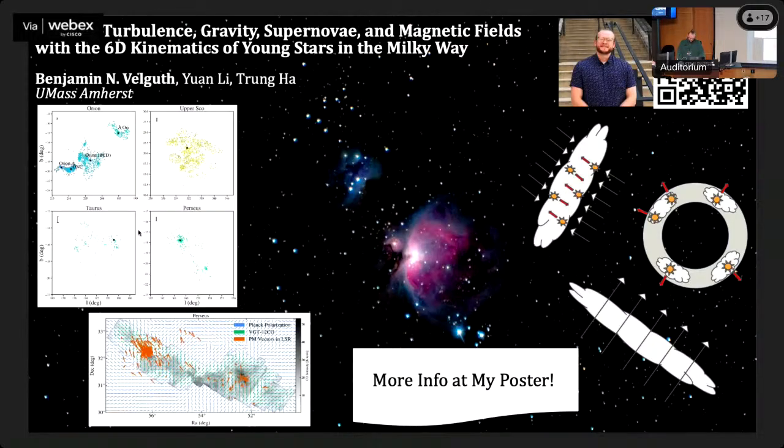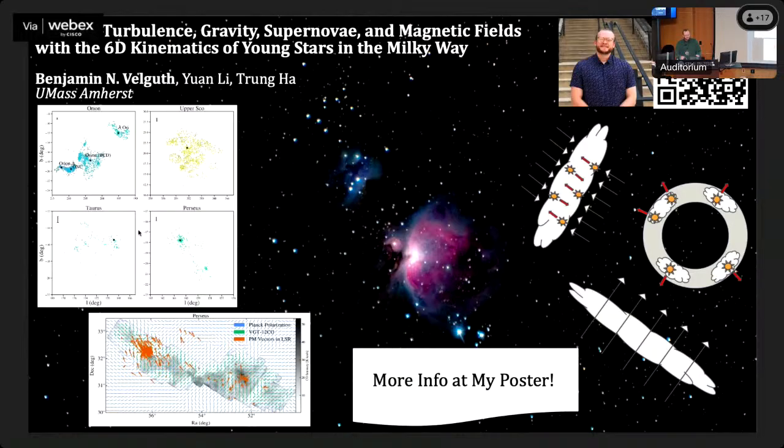And my work focuses on using young stars that have recently formed in the Milky Way as tracer particles for their natal molecular clouds. It's expected that these young stars inherit and retain the kinematics of their native clouds for some short timescale. And this is great because you can access the 6D information, the 3D positions and 3D kinematics of these stars, much more easily than you can of gas, as we have seen today.